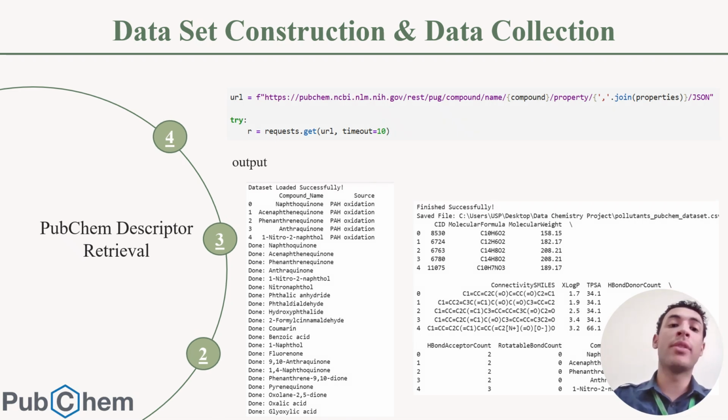After selecting the compounds, I used Python to automatically retrieve molecular descriptors from the PubChem database through its REST API. The code is shown in front of you, a summary of the whole code that I wrote, so it can go and retrieve the descriptors of each compound in PubChem. For each compound, the script sent an online request and extracted the descriptors mentioned before. These descriptors transform chemical structure into numerical variables that can be interpreted by machine learning algorithms.